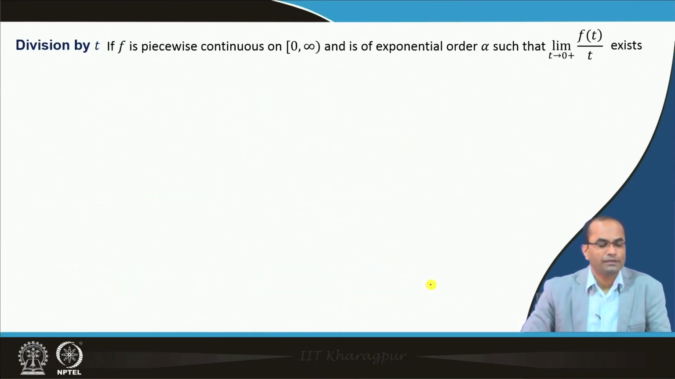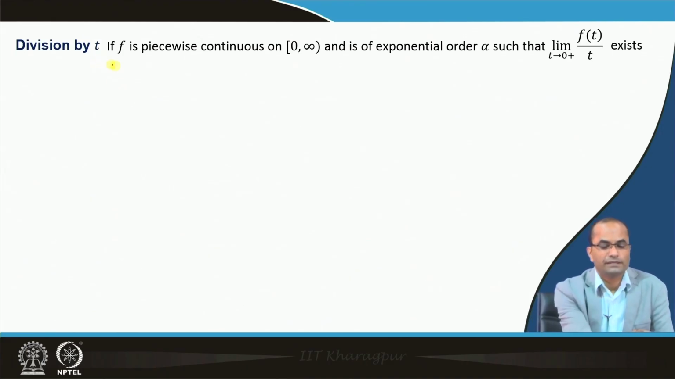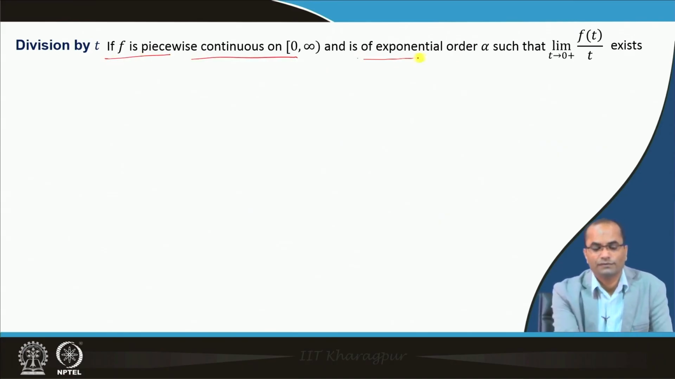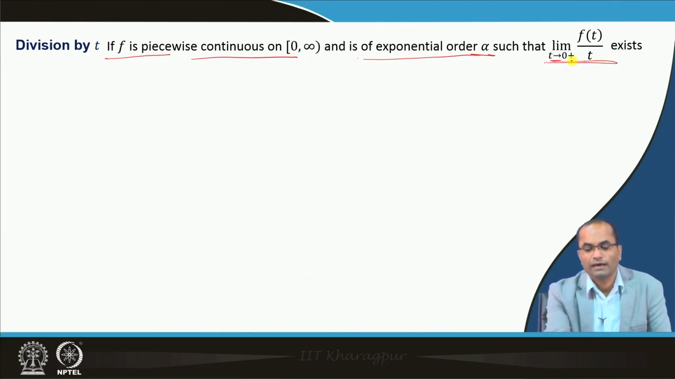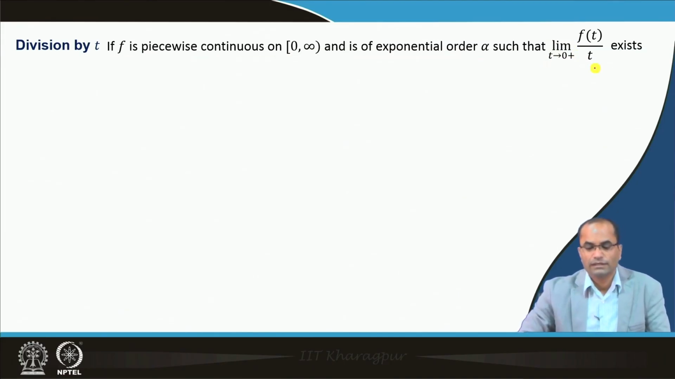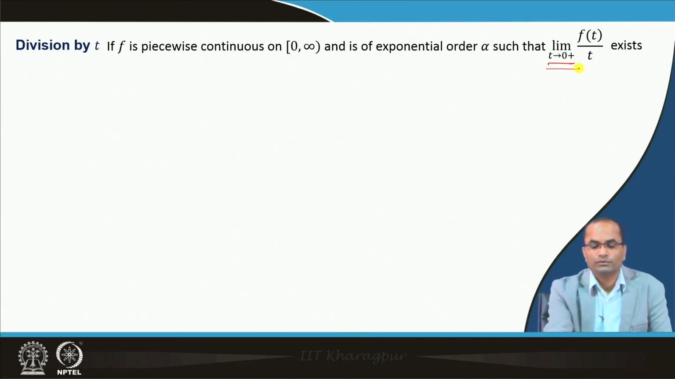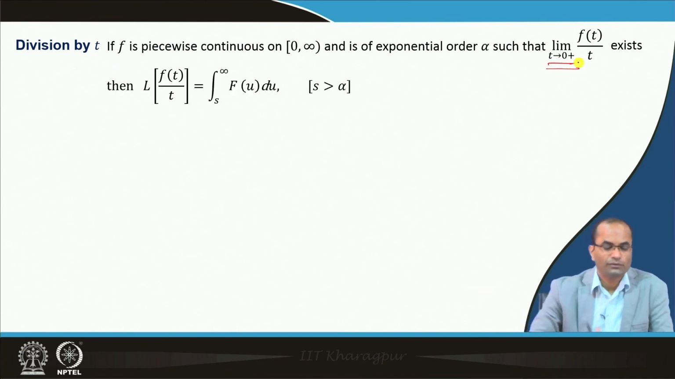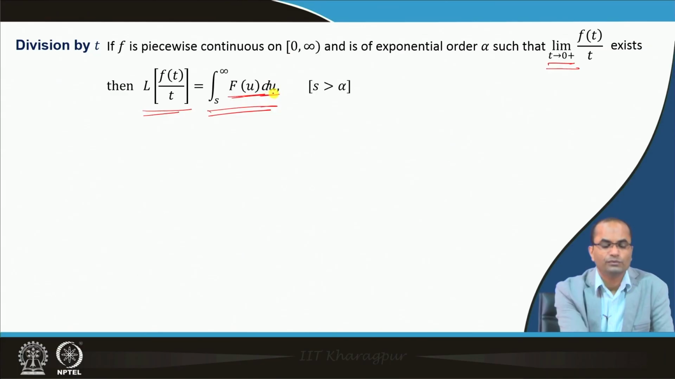So, now we will continue with the division property. What will happen if f t is given, then f t by t. Here we assume that f is a piecewise continuous function and is of exponential order alpha, and we have this additional condition, which is very important, that the limit of f t over t as t approaches 0 from the right hand side should exist. Then only we can talk about the Laplace transform of f t over t, and the result will be the integral from s to infinity of f u du.